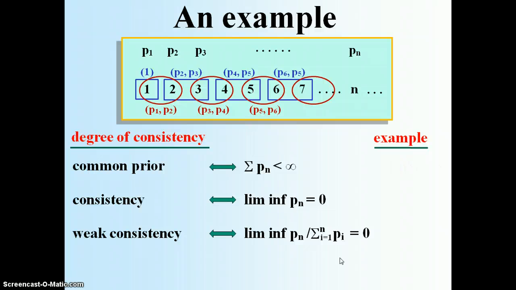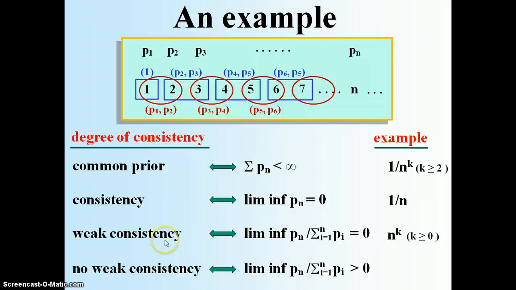Here are examples. If Pn is 1 over n to the k, let's say that k equals 2, then the sum converges and therefore there exists a common prior. If the Pn is 1 over n, then the series does not converge. This is the harmonic series, but 1 over n goes to 0 and therefore it is consistent. If we take Pn to be n to the k for k greater or equal to 0: if k is 0, then it's simply a uniform distribution, 1 for each n. If k is 1, then it's simply n. In this case, Pn does not converge to 0, yet the sum of the Pi's that precede Pn are of the order of magnitude of n to k plus 1, and therefore this lim_inf is indeed 0, and weak consistency holds.